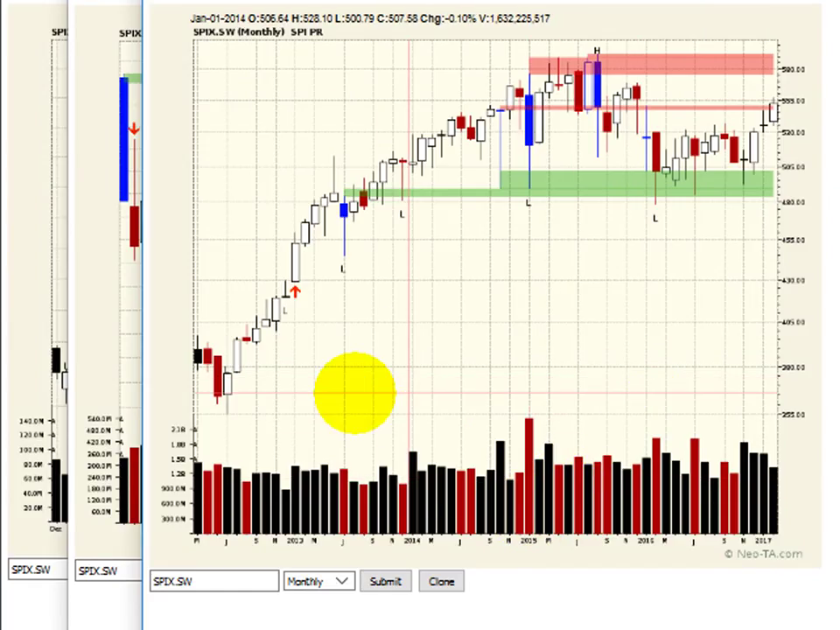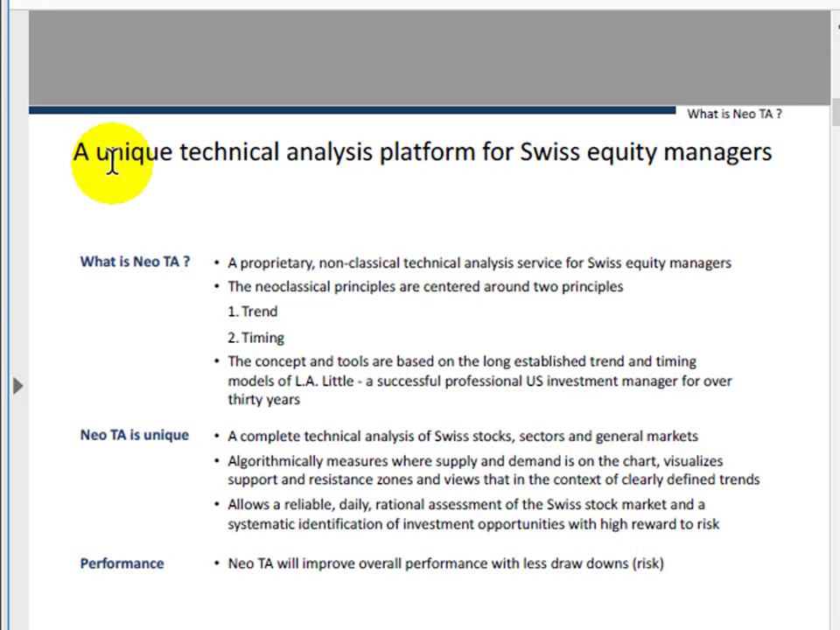So in video 2, we showed you how to implement the concepts based on the Swiss website, a site that's fully dedicated to professional Swiss money managers. And in this video, on this first technical service that's fully dedicated to Swiss equity managers, NeoTA, we're going to show you how to use it to actually pick stocks and to pick a portfolio. So in summary, it's a unique technical analysis platform directed towards Swiss equity managers.